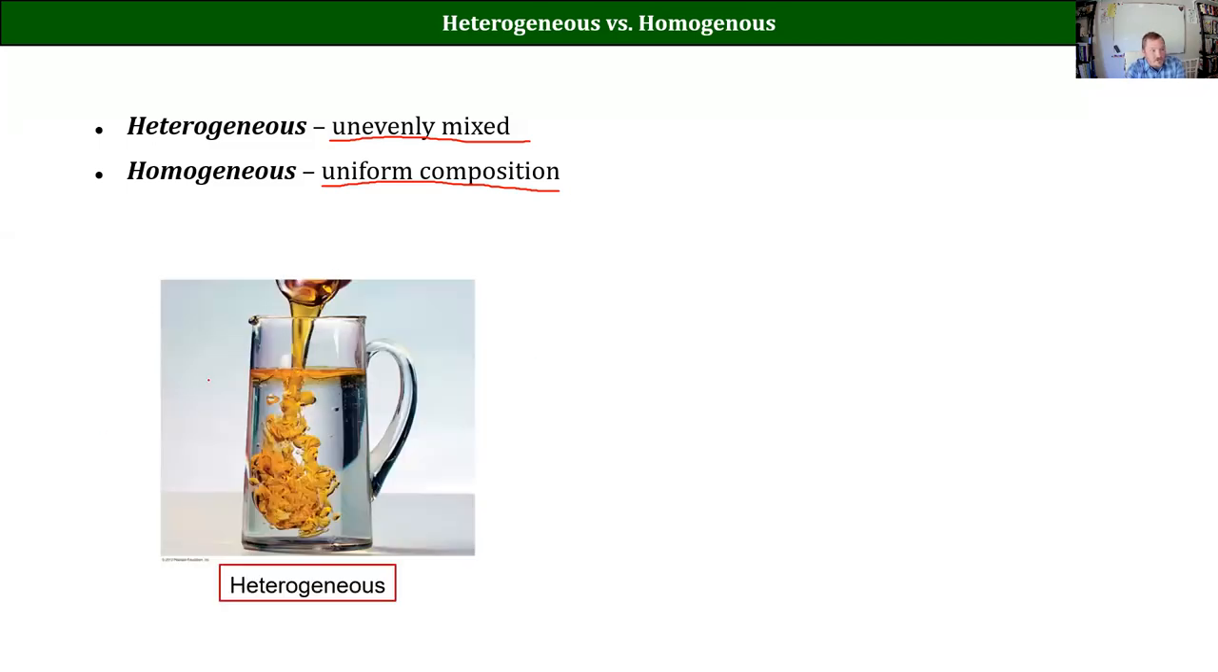But in general, your classic example of a heterogeneous mixture would be something like oil and water, where you still have two distinct phases. You can mix it up, but it'll wind up separating itself back out. And so it's still a mixture because you have both oil and water in your system, but they're not evenly dispersed, right? It does not have a uniform composition.